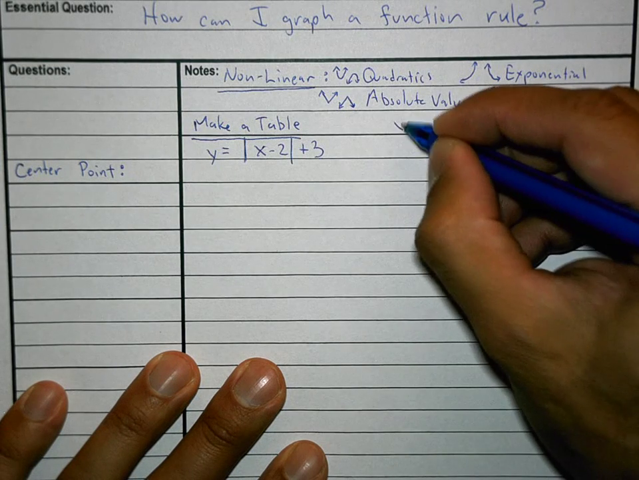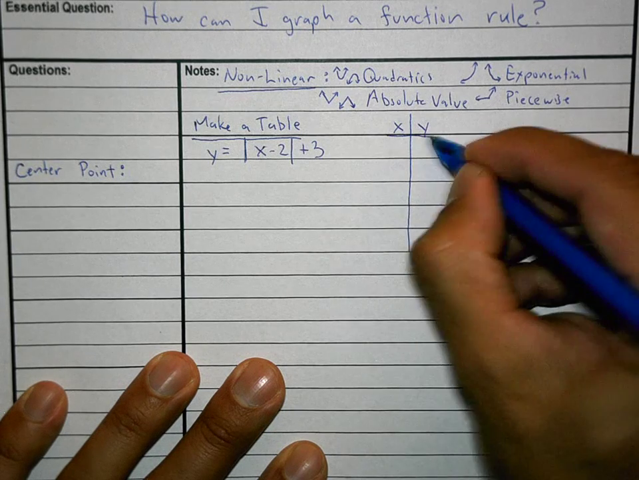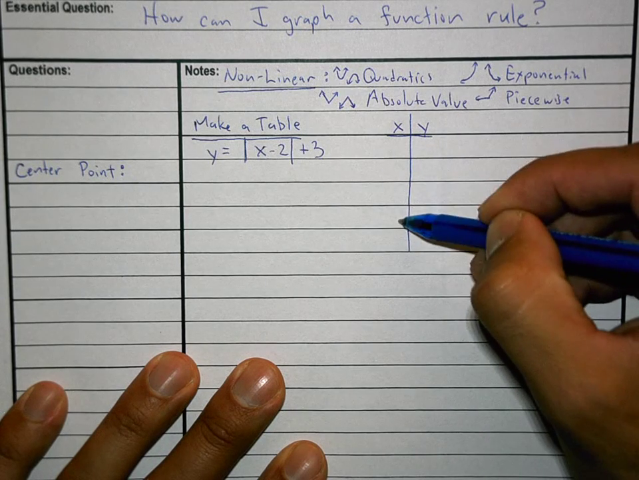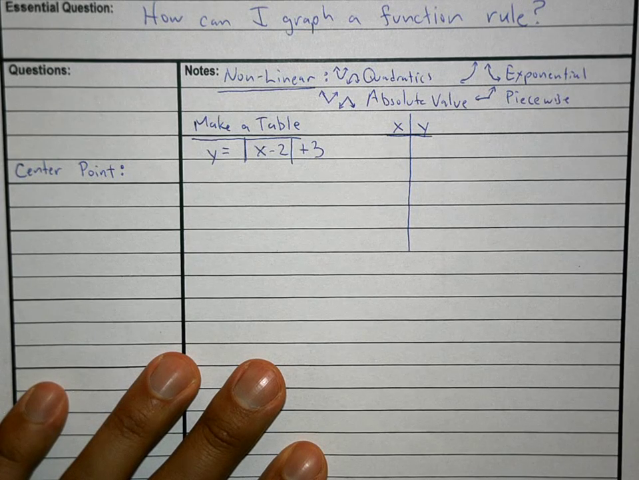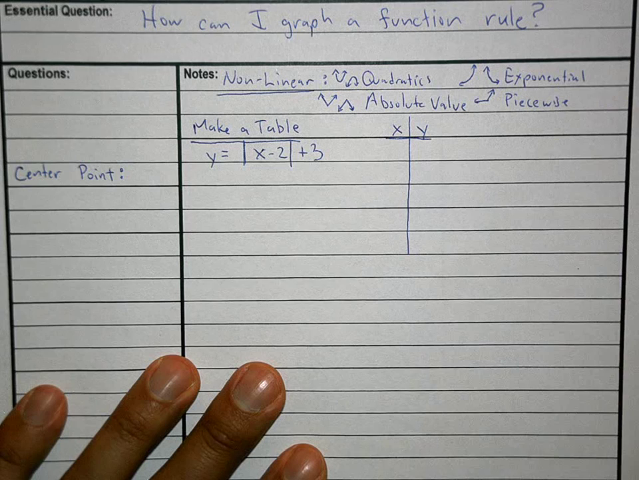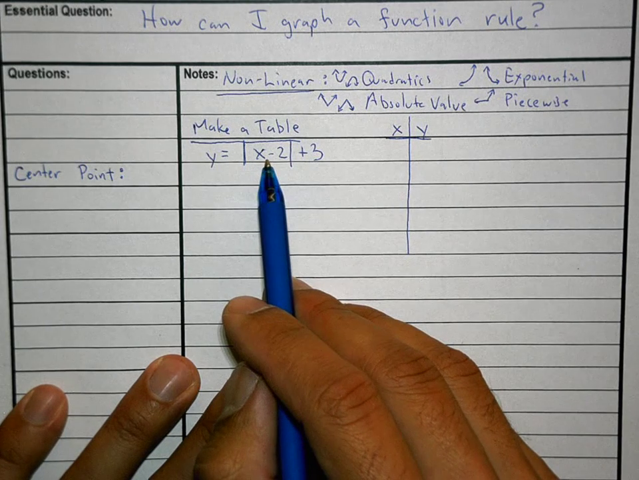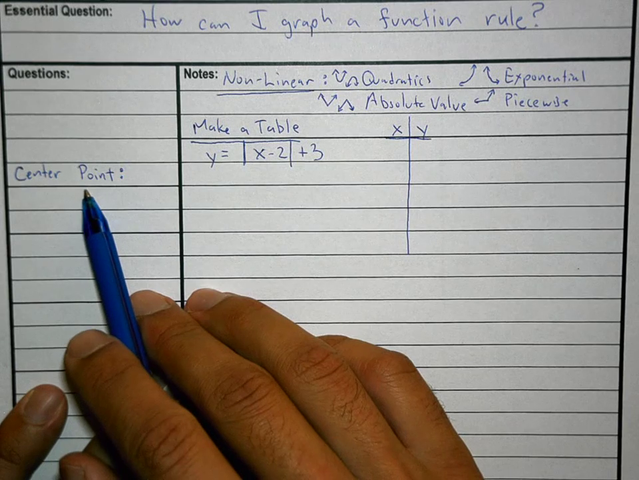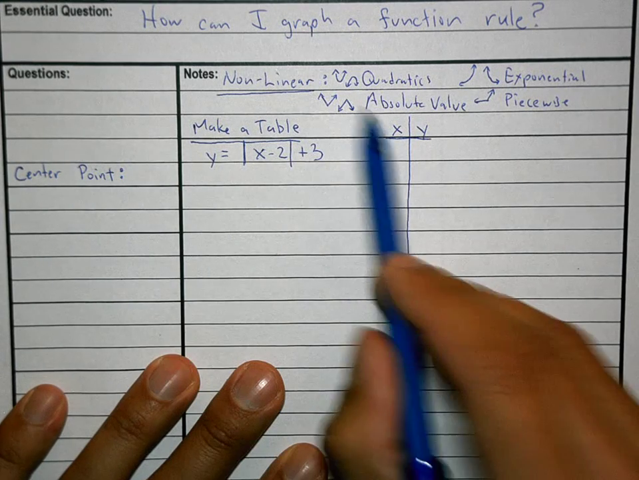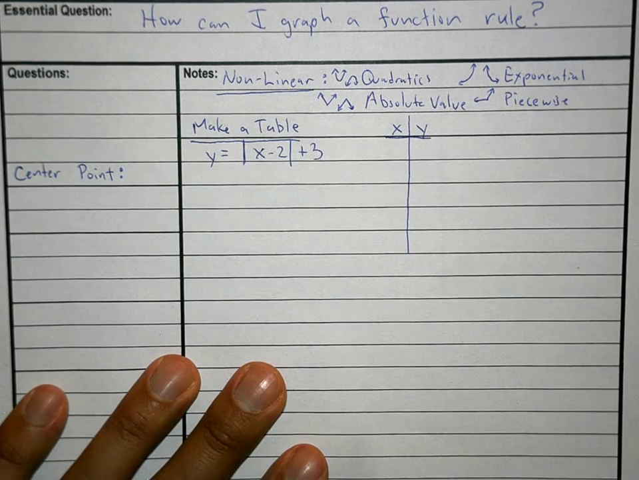But what I want you to do is make an x and a y, and then have room for 5 numbers. 1, 2, 3, 4, 5 lines on my piece of paper. I have an x, a y, and then I have 5 different lines that I could use when I make this chart. This is an absolute value function. It should make a V shape. But the hardest part is figuring out what is your center point, or the bottom or the top of this absolute value function.